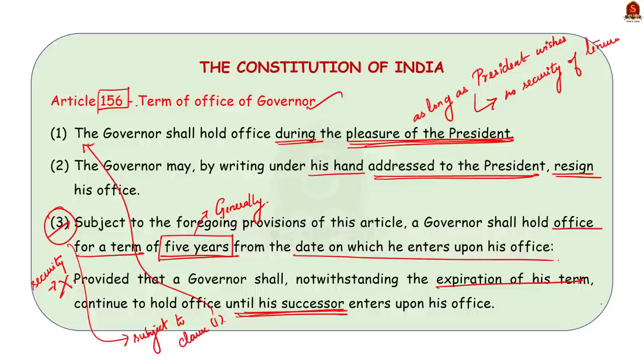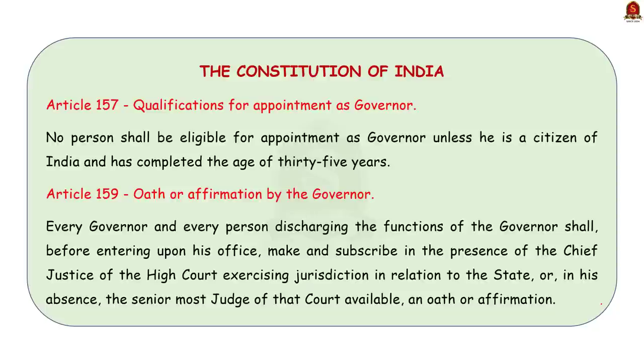Now, what are all the qualifications for the office of governor? That is provided under Article 157. This article provides for the qualifications for appointment of governor. It says that a person to be appointed as governor should be a citizen of India. And secondly, he or she should have completed the age of 35 years. And these are all the qualifications that are given under Article 157.